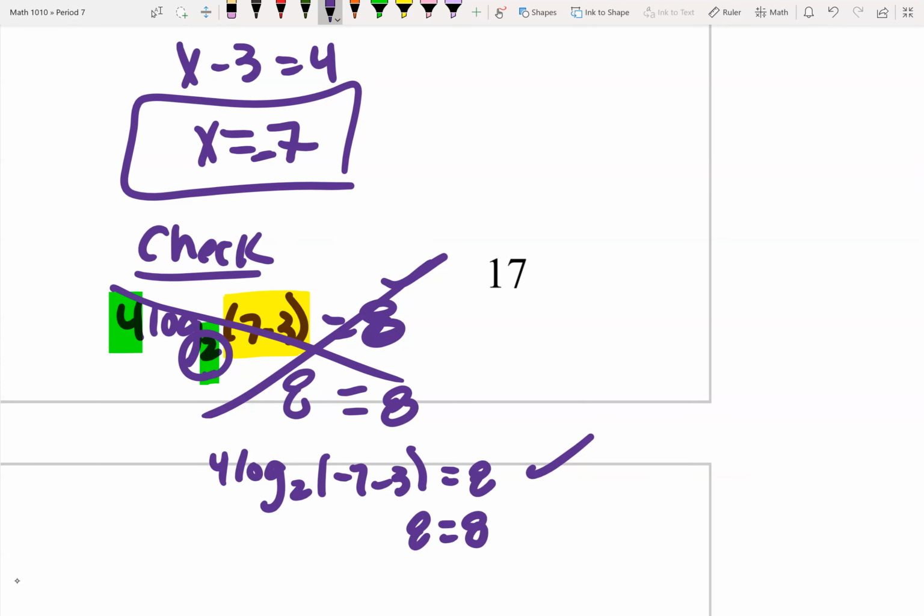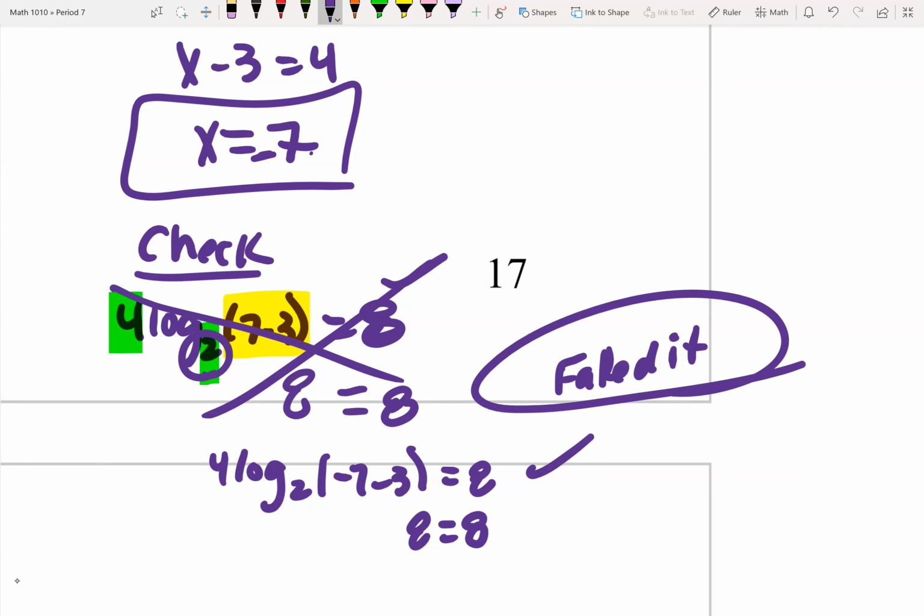If you get the answer wrong, is the check going to work? Yes or no? Tell me. Could you put in a wrong answer into an equation and it works? No way. So you know what they did? They faked it. I know they faked it. Because a negative 7 is not going to give you an 8 on the left-hand side. Who says I understand? So you're going to lose points.